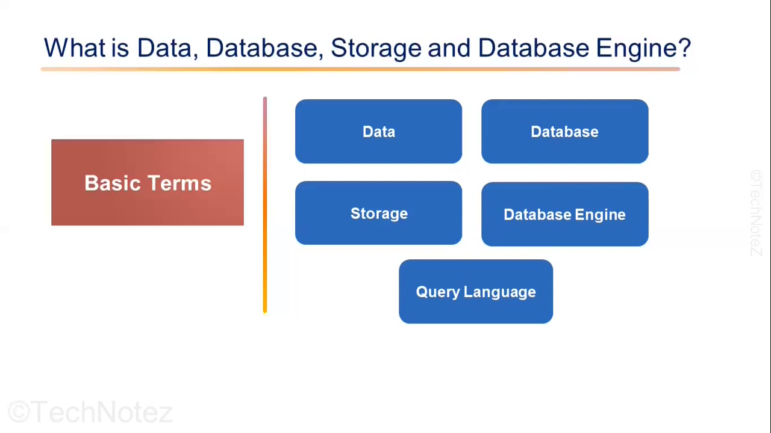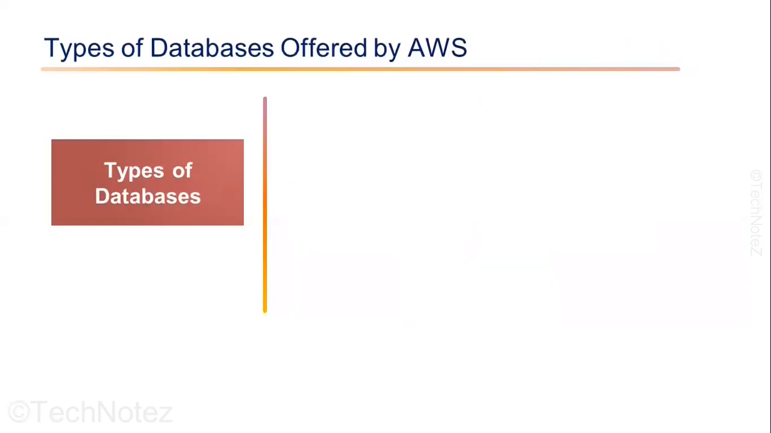In simple terms, you can think of a database as a container that holds the organized data, storage as the physical space where the database is stored, and a database engine as software that manages the database and provides the tools for interacting with the data. Together, these components work to store, manage, and access the data in a structured and efficient way. AWS offers a wide range of database services, each designed to support different types of workloads and use cases.